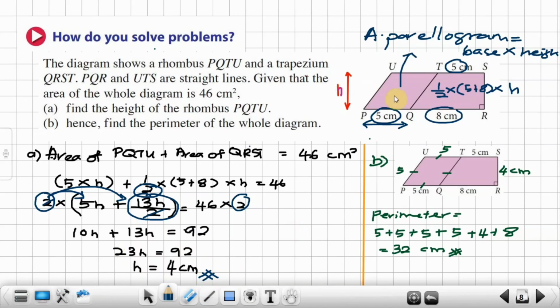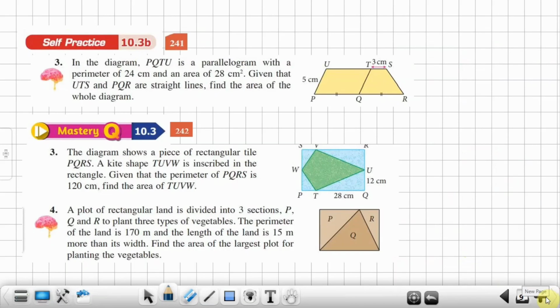So the height is 4 centimeter. For B, we want to find out the perimeter. Previously we found the height SR is 4 cm. For a rhombus, all sides are the same length. So this side is 5, and the same goes for the other 3 sides. So the perimeter is 5 plus 5 plus 5 plus 5 plus 8 plus 4, which is equal to 32 cm. Right? So please try.